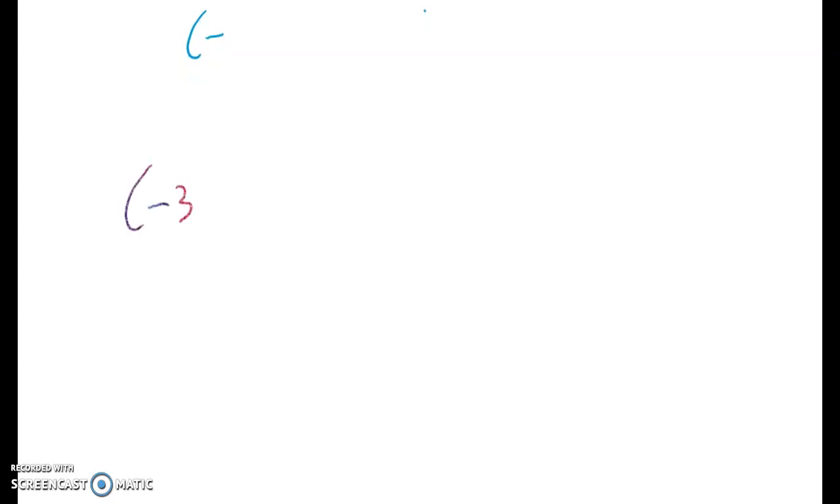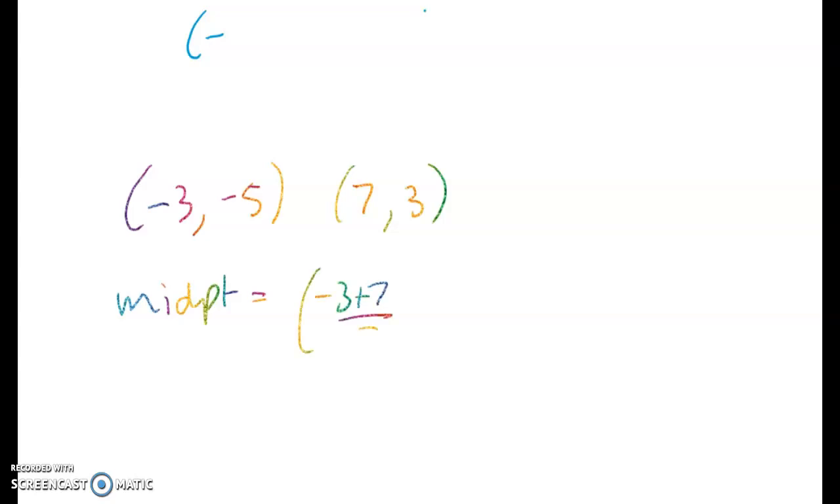So we've got -3, -5, and then we've got 7, 3. So the midpoint is equal to -3 plus 7 over 2, -5 plus 3 over 2. And that gives me a midpoint of 2 and -1. Right, now, how can I get the radius?